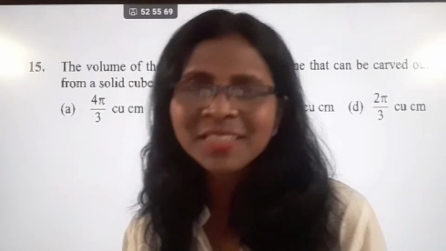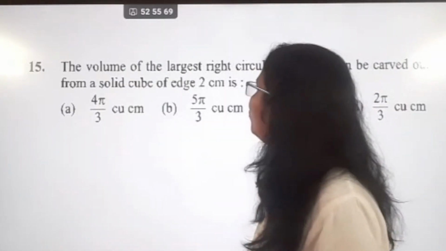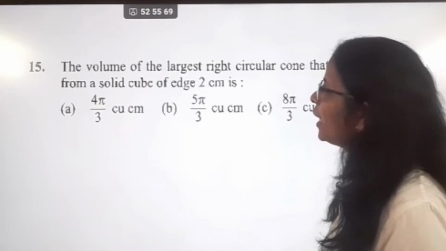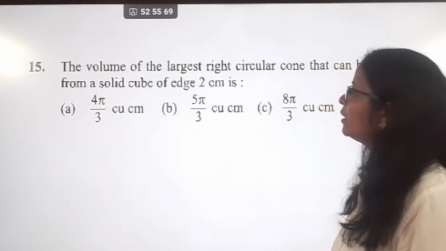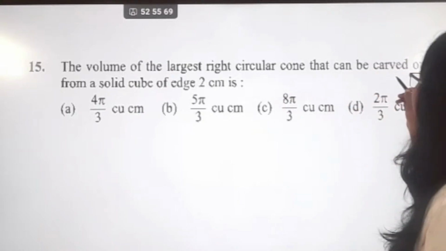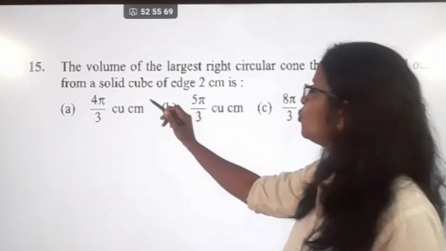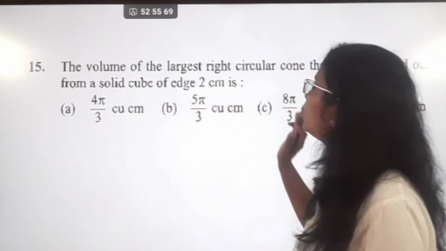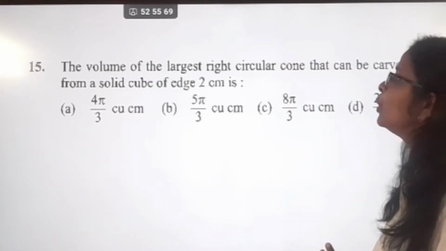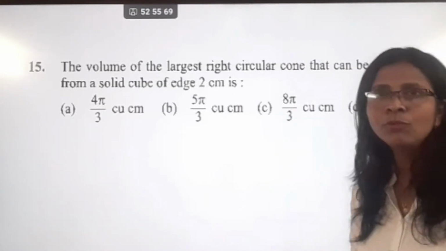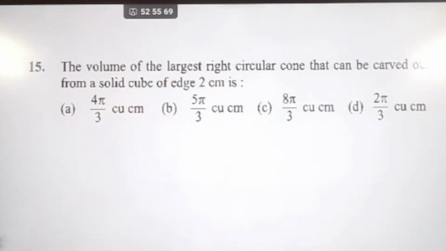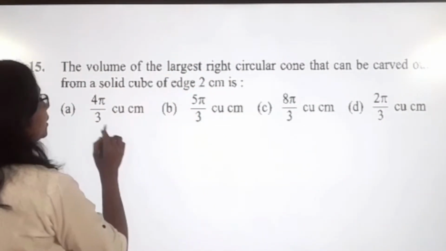So the next example, students, see about the circular cone and the solid cube. Here, the volume of the largest right circular cone that can be carved out from a solid cube of edge 2 centimeter is... Yes. First, students, we have to write down the volume of the right circular cone. So first write down the formula here.